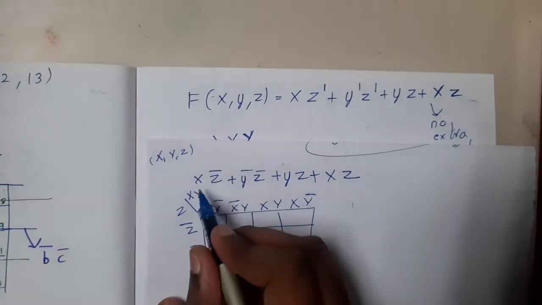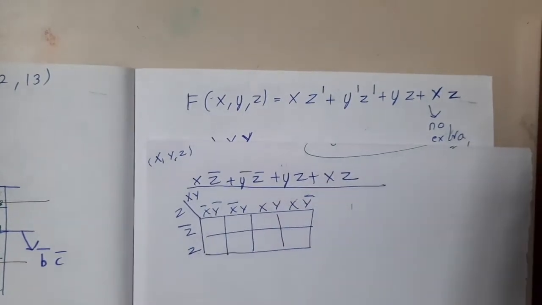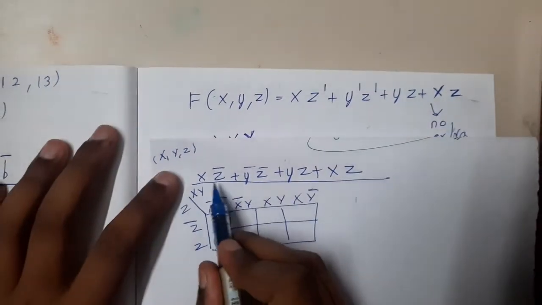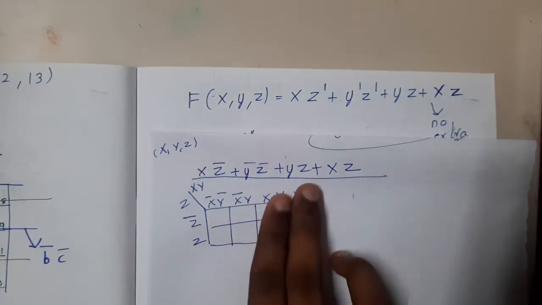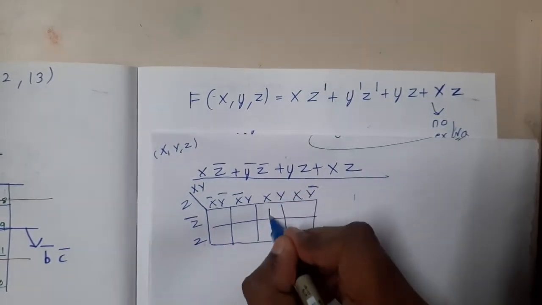So first thing is x z bar. Let me draw a line so that it will be separated. Search where x is there. In these two rows, x is there. Z bar, so it will be here, right?